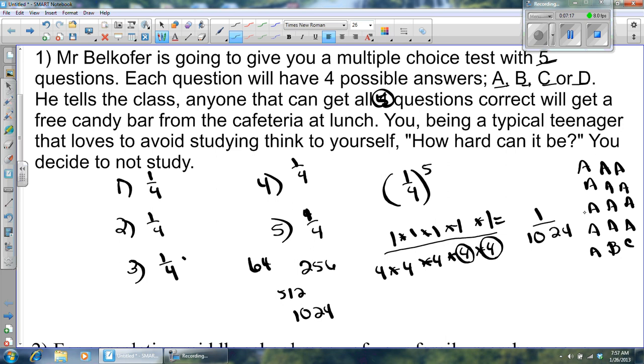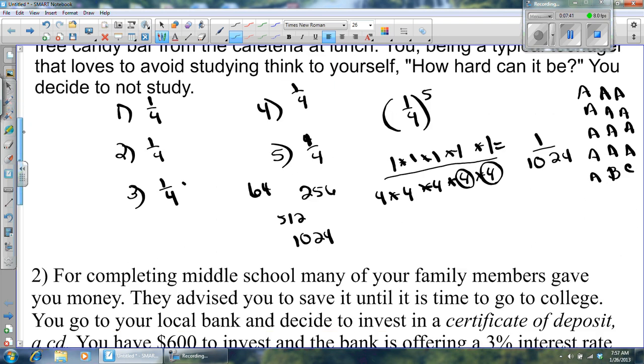So it would be quite foolish to not study for this test, to just go in blindly and try to guess. Think about that next time you've got a true-false or a multiple choice test coming up. It's really foolish to not study and think, oh, well, I'll just guess because I got a good chance. And actually, you don't. You have a terrible chance. All right, let's look at another situation.